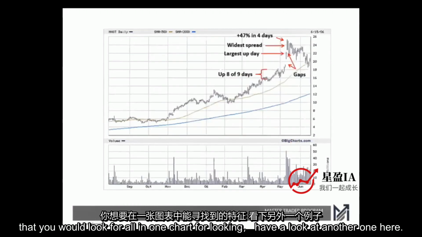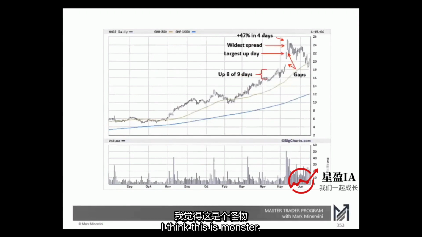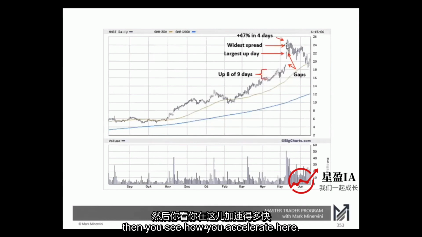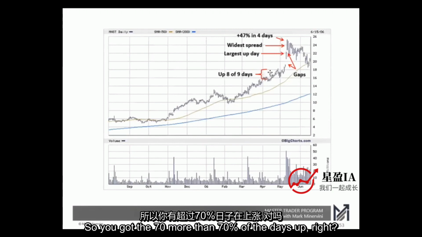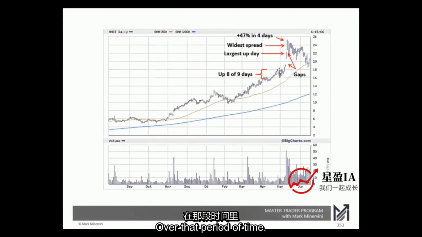Take a look at another one here. So I think this is Monster. Again, 8 out of 9 days up, right? And then you see how you accelerate here? Look at this rate of advance. You're moving up at this rate, and then all of a sudden, boom, you run up so fast. So you got to more than 70% of the days up, right? Over that period of time.